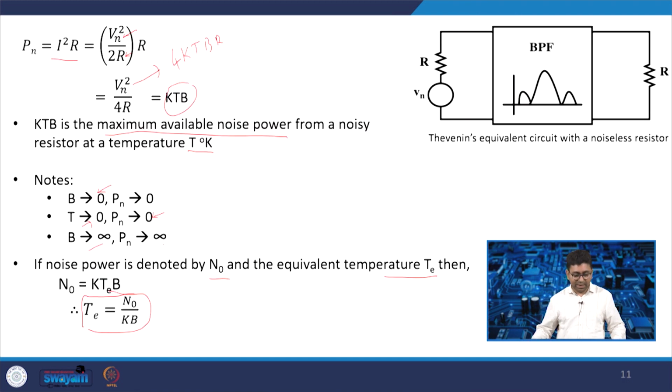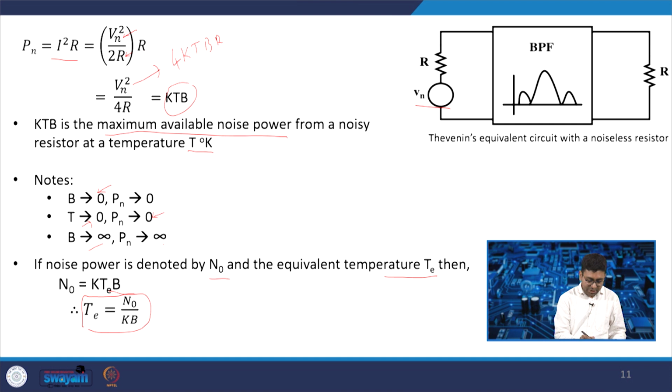So, we were at this equation in the last class: if there is a noisy resistor, how much noise power will it transfer, and the final equation is kTB. Now, this equation is important, it will give us the understanding of how the noise performance will vary with respect to the bandwidth and temperature.